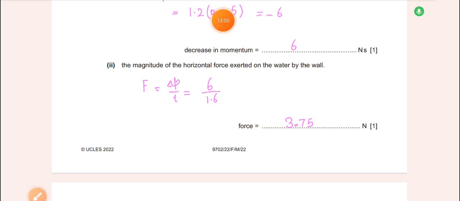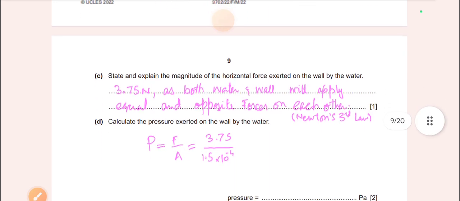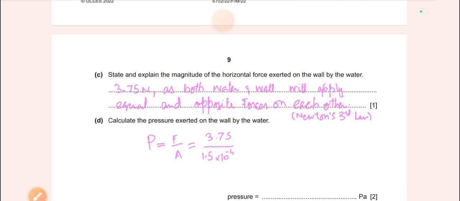So in the second part, the statement says the magnitude of horizontal force exerted on the water by the wall. So this was the force on the water by the wall. In part C, state and explain the magnitude of horizontal force on the wall by the water.